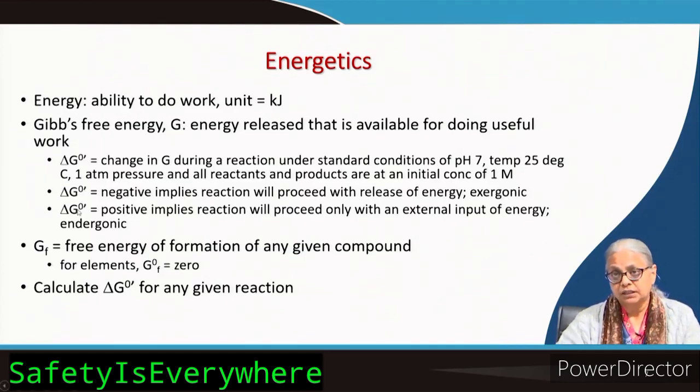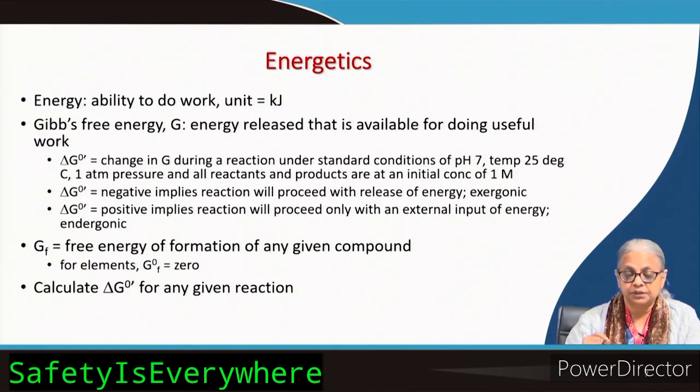If the value of delta G 0 dash is negative, it means that the reaction will proceed with release of energy. So we call it an exergonic reaction. If the value is positive, it means an external input of energy will be required and the reaction is endergonic. Okay. So remember, catabolic reactions are exergonic, anabolic reactions are endergonic reactions.